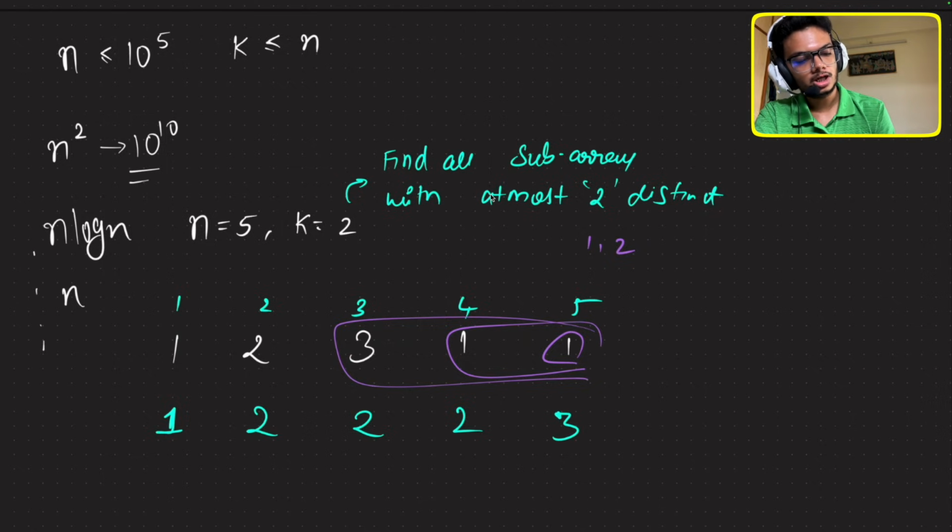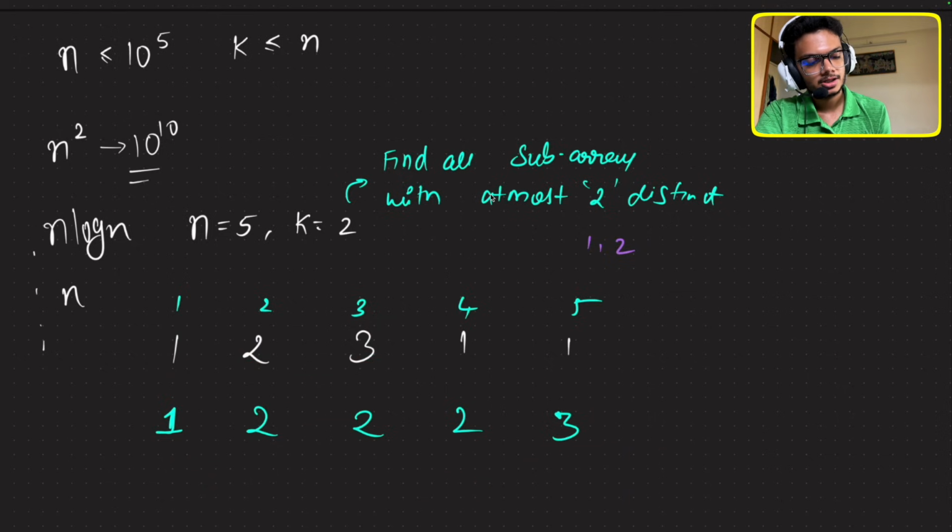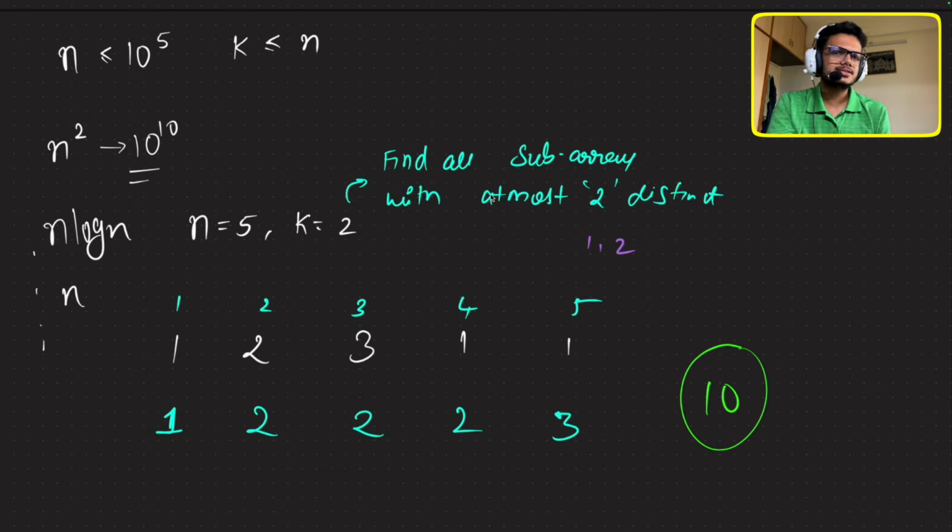So all in all, how many subarrays are there, guys, which have at most 2 distinct values? So you just add the contribution of every possible index. So 1 plus 2, so like this is 6 plus 3, 9 plus 10. So 10 is the answer. So that's what you have to print. They don't ask us the actual subarrays, they ask us the count.